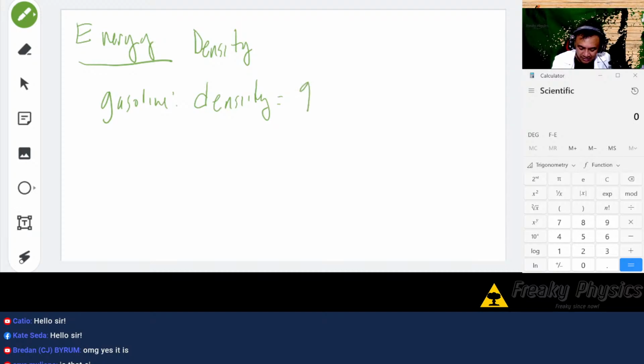So let's just say 900 kilograms per cubic meter, approximately. Okay, so that means 1 cubic meter is 900 kilograms, right? The density of lithium ion.